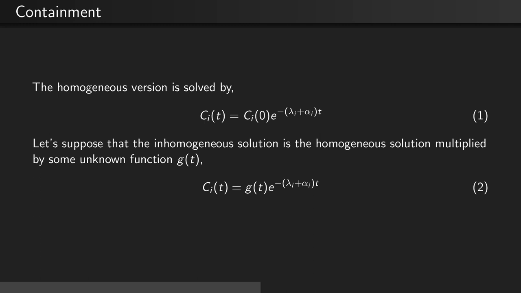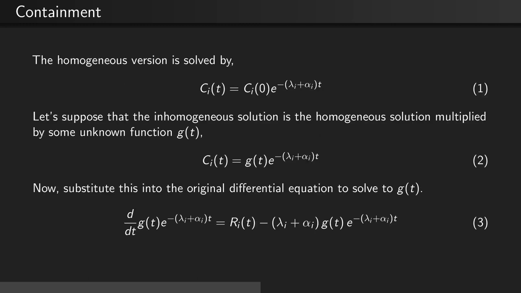Let's now suppose that the inhomogeneous solution is the homogeneous solution multiplied by some unknown factor, g of t. Therefore, c_i of t equals g of t times e to the negative (lambda_i plus alpha_i) t. Now, substitute this into the original differential equation to solve for g of t. Doing so yields d/dt of g of t e to the negative (lambda_i plus alpha_i) t equals r_i of t minus (lambda_i plus alpha_i) times g of t e to the negative (lambda_i plus alpha_i) t.